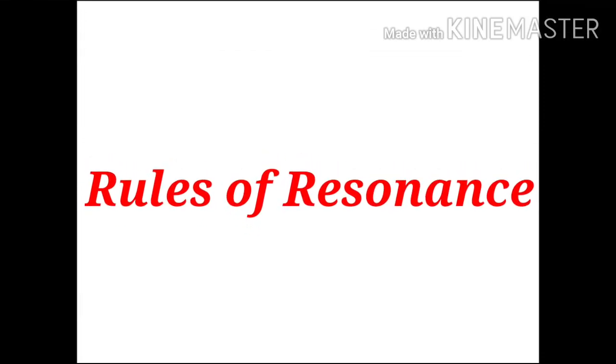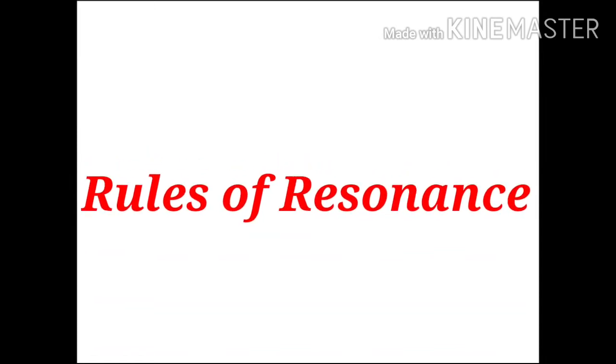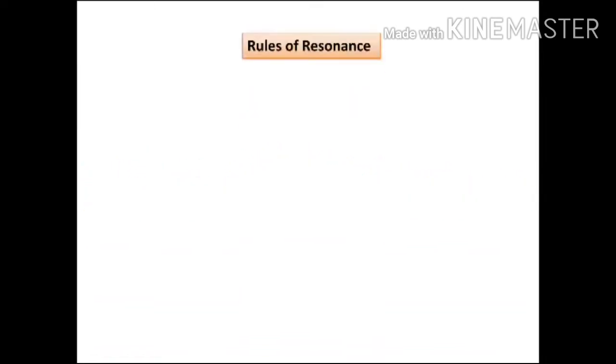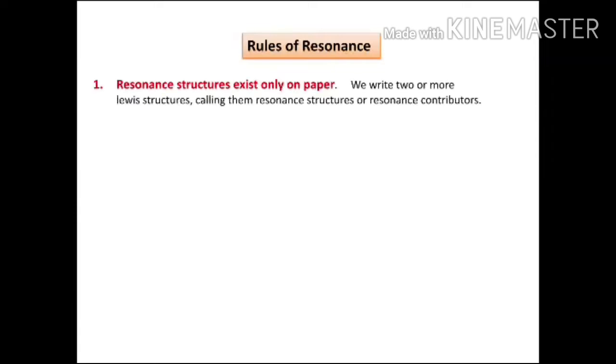Today we are going to deal with the rules of resonance. There are certain rules governing how to draw resonance structures. Among different kinds of resonance structures, which one is most stable? These things we can just learn here. The first rule is that we want to draw the resonance structures in the plane of paper.